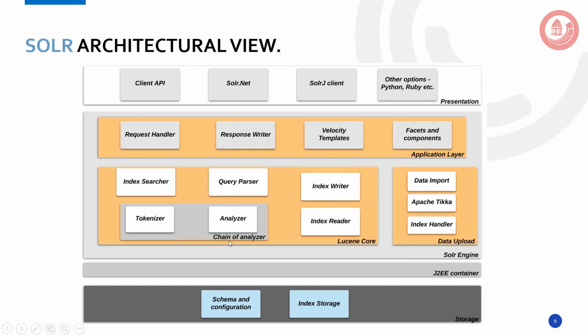And now there is a chain of analyzers, which is very interesting. I will provide you a walkthrough of how it works. There is a tokenizer and an analyzer. These two filters basically take care of how you insert the data, how you stem and tokenize that data in Solr, and then how you read it. Then there's a J2EE container, it's based on Java, and the last one is the storage, which is index storage and schema storage.